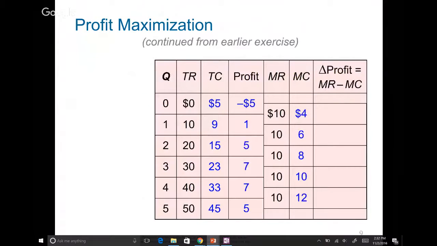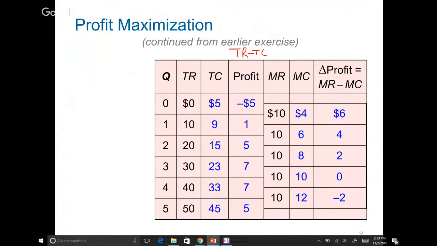So if you give me this table over here, if you know the total cost, then profit is your total revenue minus total cost. And the marginal cost is the difference in total cost. So from 9 to 5 is $4, 15 to 9 is $6, and 23 to 15 is $8. The difference between each total cost is the marginal cost, and then your change in profit is the difference between each level.